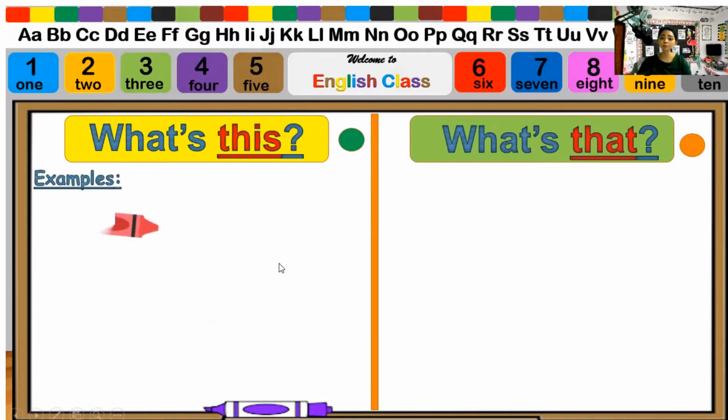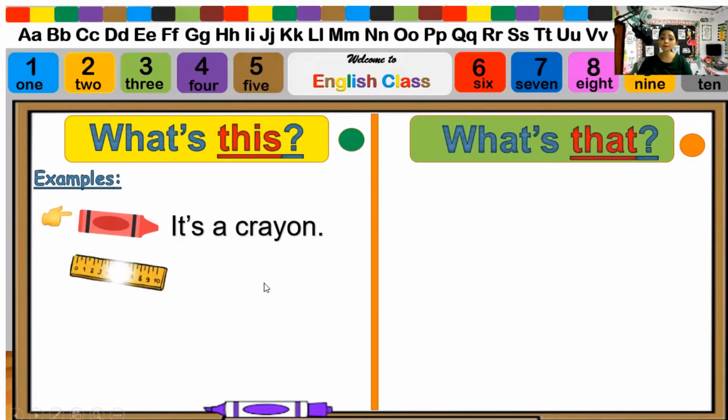All right, there's an example here. What's this? The answer will be, it's a crayon. You see the finger pointing to the crayon. They are close to each other, so we can use the it's. For both questions, we can use it's for the things. Then let's keep going.